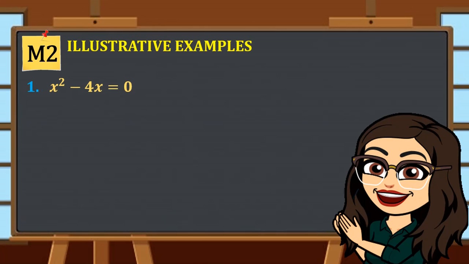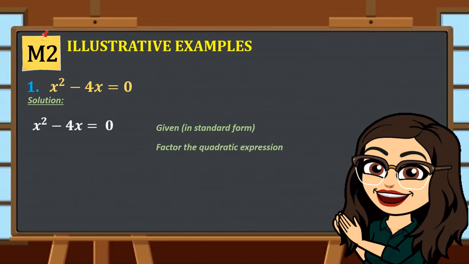Number 1, x squared minus 4x equals 0. Solution. We have the given in standard form. Next step, we will factor the quadratic expression. The quadratic expression is x squared minus 4x. In order to factor this expression, we will determine the common factor. The common factor between x squared and 4x is x. Then we will divide the quadratic expression by the common factor. X squared minus 4x divided by x, the answer is x minus 4.